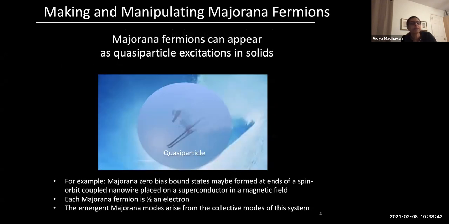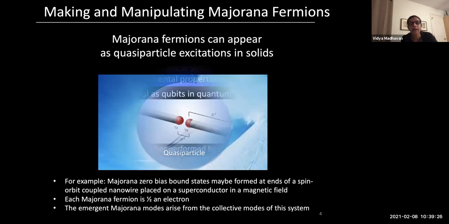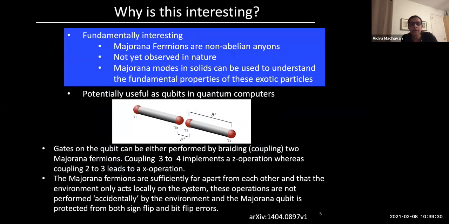Over the last 20 years, however, we've realized that these exotic Majorana fermions can be realized as quasiparticle excitations in solid state systems. So just as a quick example, if you take a nanowire with very strong spin orbit coupling, and then you place it on a superconductor in a magnetic field, the theoretical prediction is that at the ends of the nanowire, you will find a pair of Majorana bound states. So these Majorana bound states, each Majorana particle is half of an electron and is formed as a quasiparticle excitation inside this nanowire.